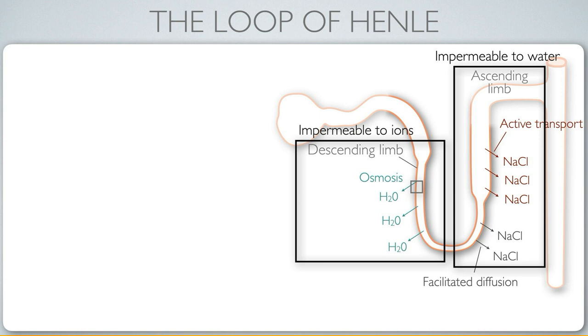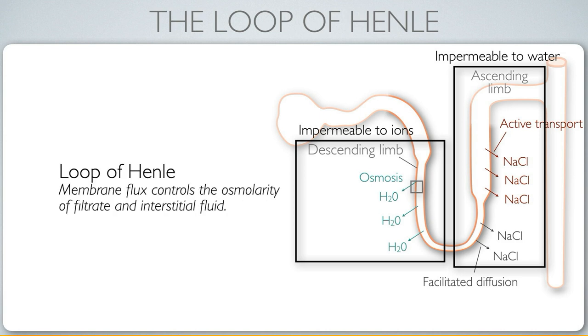Through this active transport, there is a dumping of NaCl into the interstitial fluid. It's the loop of Henle which creates the osmolarity gradient that allows the collecting duct to then control the osmolarity of the filtrate. So we can say the loop of Henle has membrane flux that controls the osmolarity of both the filtrate and the interstitial fluid.